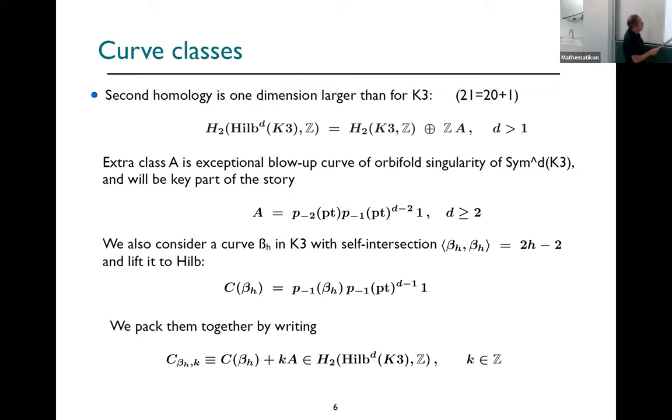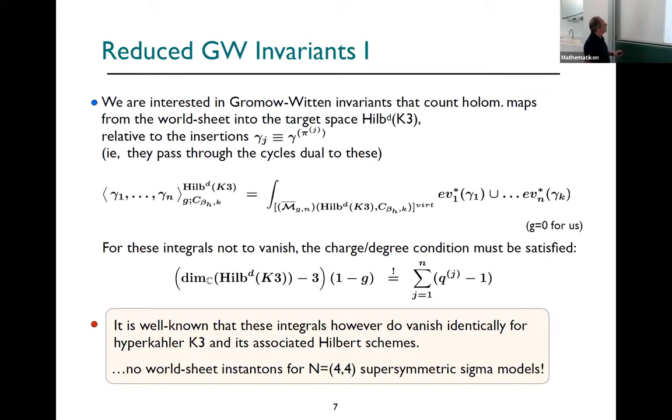Then we consider also a curve in K3, classically representative, because we want to count maps into curve classes. So we leave just one element of this operator here, and we can package them together into one curve class of H2, which is labeled by a curve class of K3 and k, where k is just k times this exceptional class. Good. So now we want to make holomorphic maps count something.